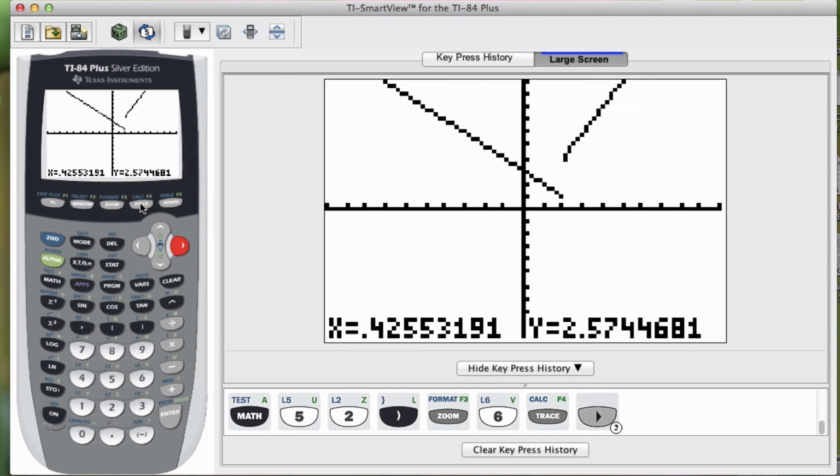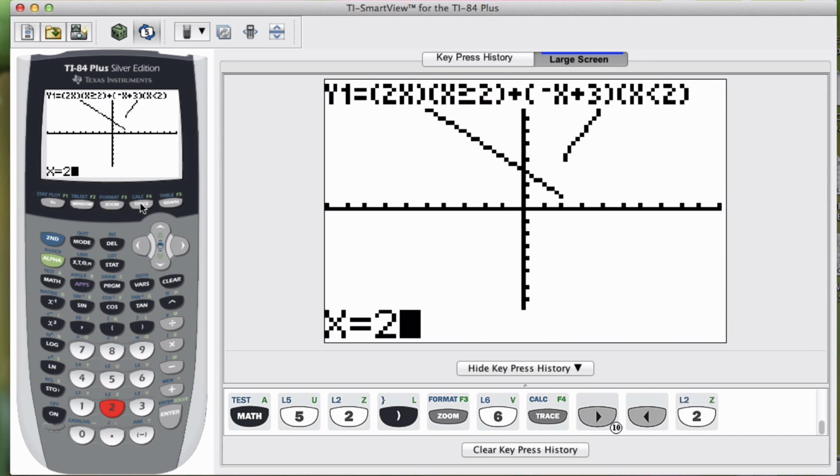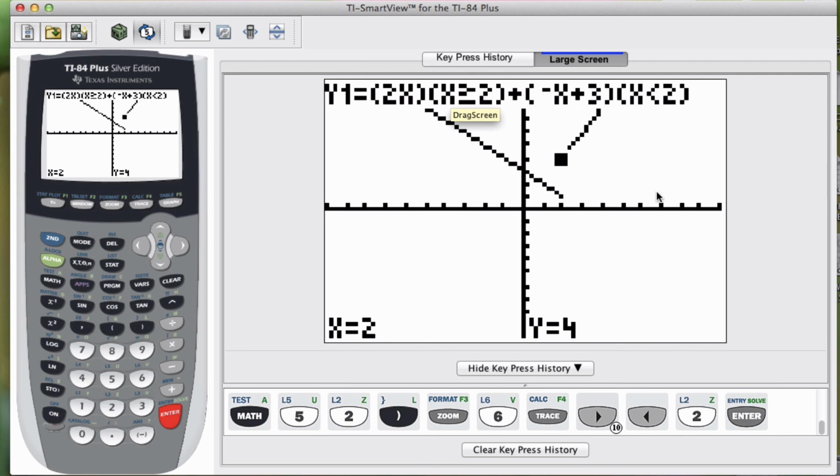If I press trace though, okay, we've talked about trace before. I can use my left and my right arrows, and we can kind of see that it's going to 2 and then it jumps up. And in fact, if I type in the domain of 2 and press enter, it shows me that it belongs on this top part of the function instead of this part right here. This is the part that matches with the 2x when x is greater than or equal to 2. So this could be a really good way just to double check your work. We definitely don't need to use this, but it could be helpful at times.